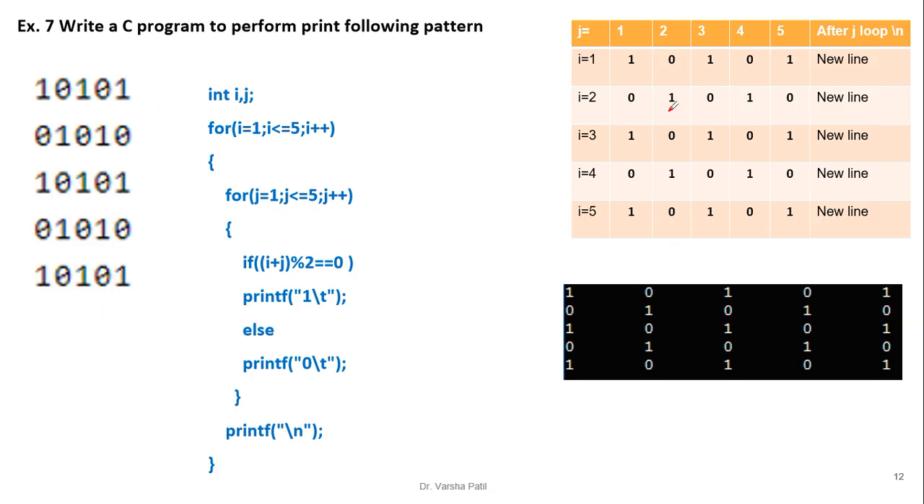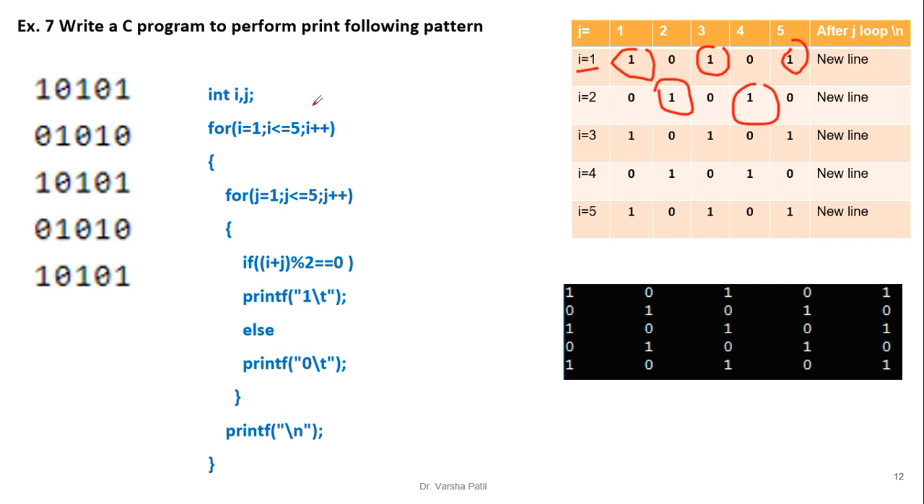Now see, when 1 is printing, i plus j is 1 plus 1, which is 2. When this 1 is printing, 3 plus 1 is 4. That means even numbers are there. For this one, 5 plus 1 is 6. Now check this number, 2 plus 2 is 4, 4 plus 2 is 6. And for the 0, you check the number: it is an odd number.